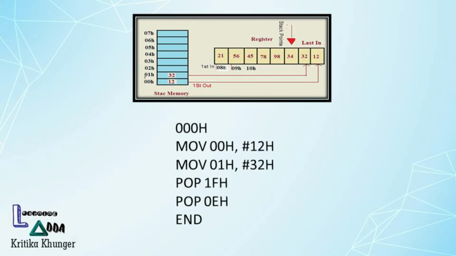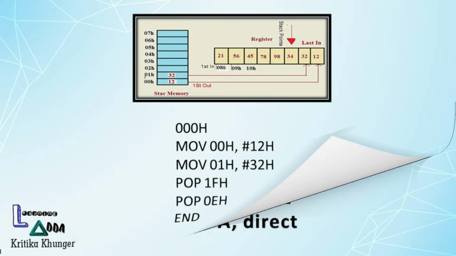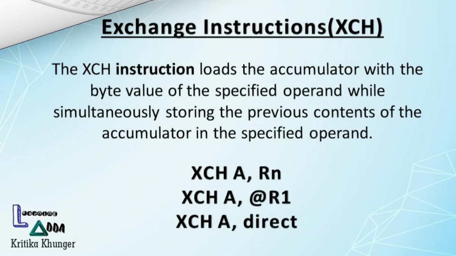Now moving ahead, the next instructions of 8051 are the exchange instructions. The exchange instruction loads the accumulator with the byte value of the specified operand, while simultaneously storing the previous content of the accumulator in the specified operand. The content of the source, that is register, direct, or indirect memory, will be exchanged with the content of the accumulator. Here we are using the accumulator as destination, and as source we are using register, direct, and indirect memory.